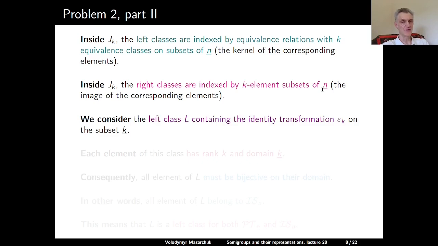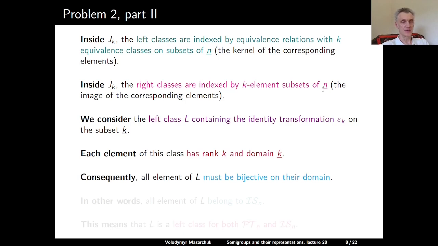Let us consider the left class L, which contains the identity transformation epsilon_k on the subset k underlined. That's the subset 1, 2, 3, and so on, all the way up to k. Then each element of this class has rank k and domain k underlined with exactly k elements. This means that all elements of L must be bijective on their domain. In other words, all elements of L belong to ISn.